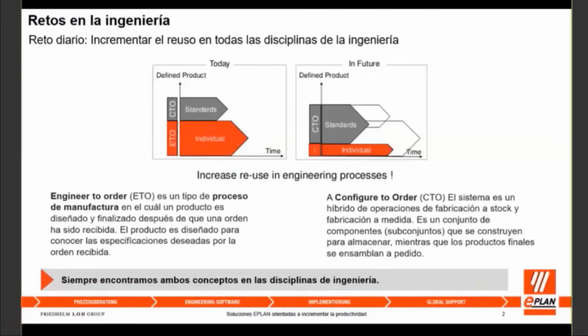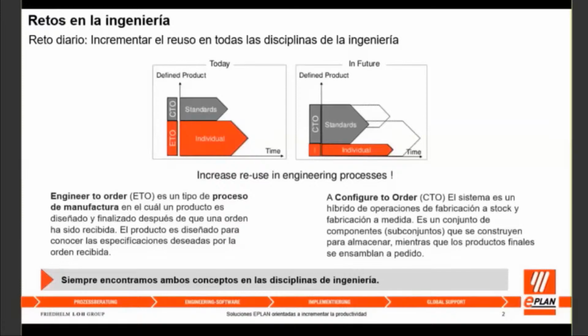Entonces aquí tenemos dos elementos que se definen como ITO y CTO. Básicamente, ITO es ingeniería individual y CTO estandarizada. Vamos a definir un poco lo que es cada uno. El ITO es un tipo de proceso de manufactura en el cual el producto es diseñado y finalizado después de la orden recibida. O sea, básicamente es ingeniería que estoy haciendo al momento de que tengo una requisición en ingeniería de detalle.